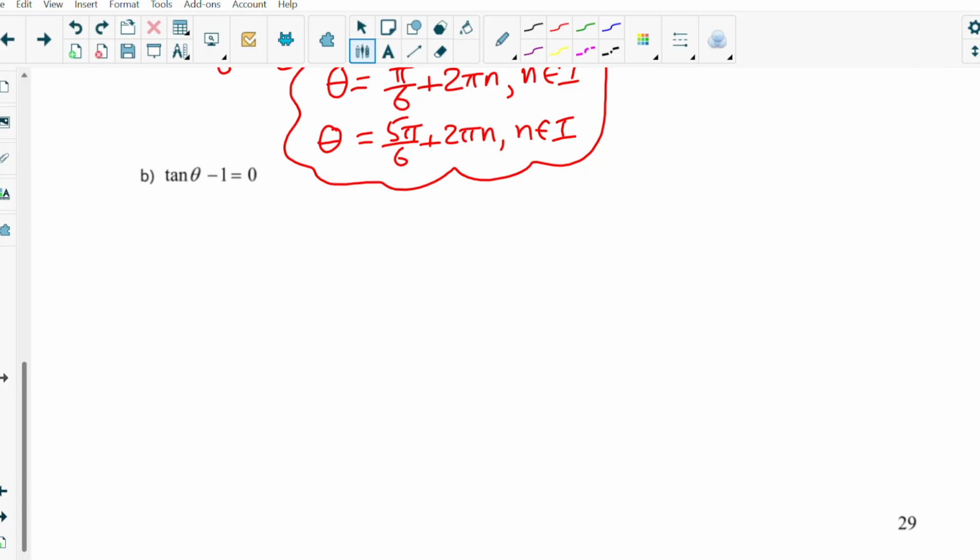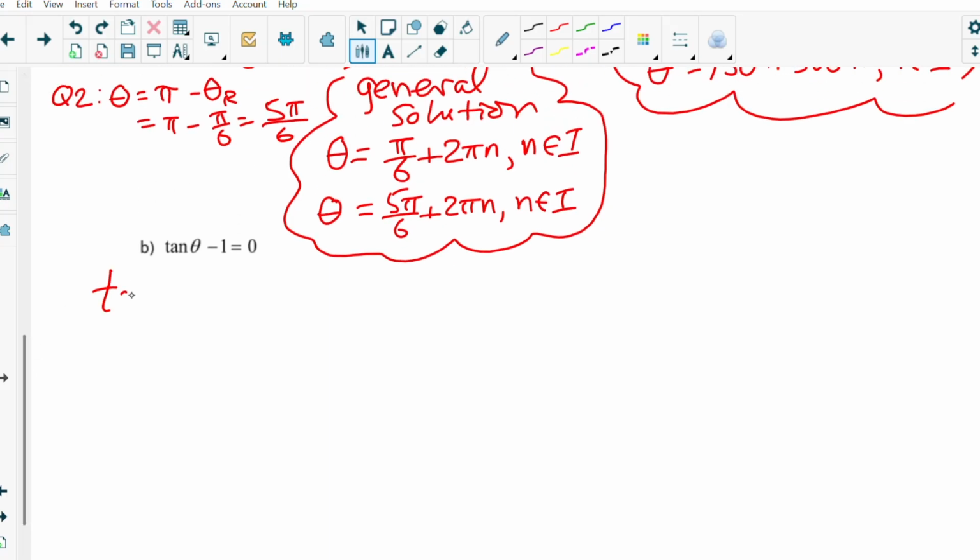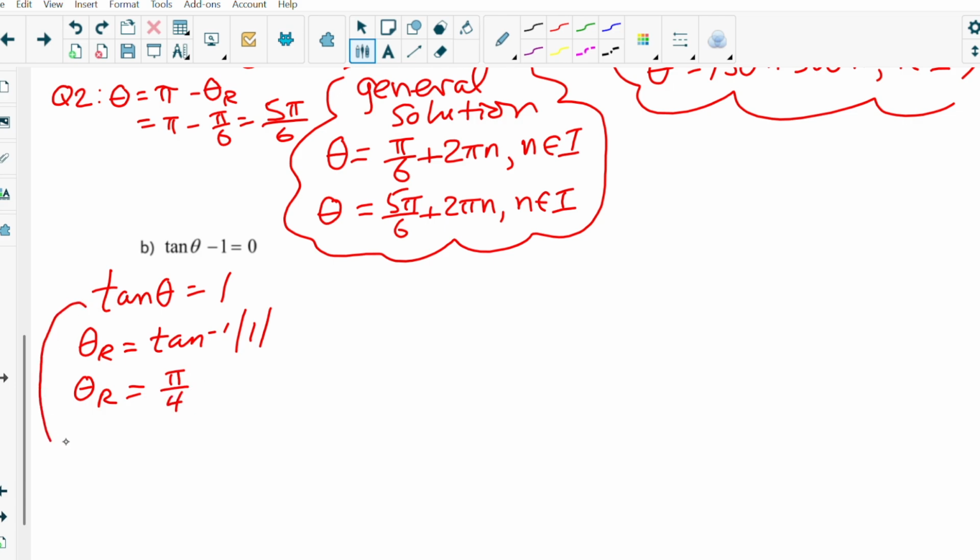Okay, letter B. Tangent of theta minus 1 equals 0. First off, let's solve for theta. Tangent of theta equals 1. Reference angle equals the inverse tangent of the absolute value of 1. So my reference angle equals pi over 4.